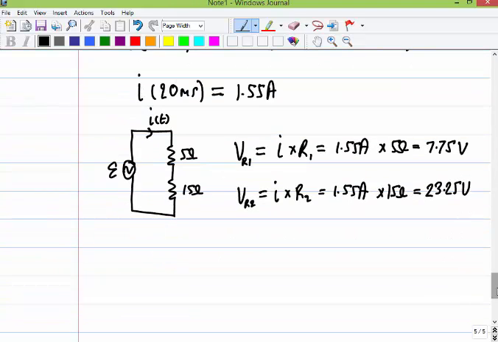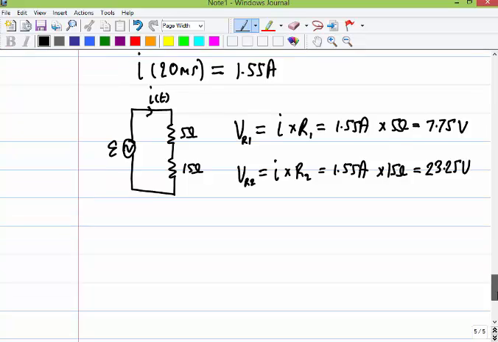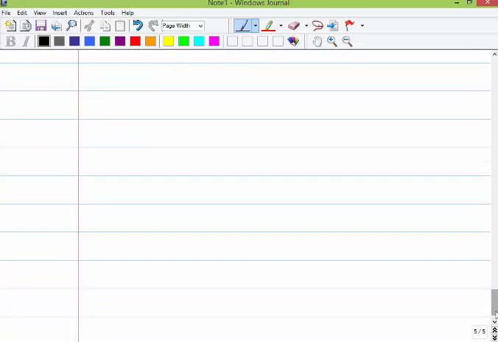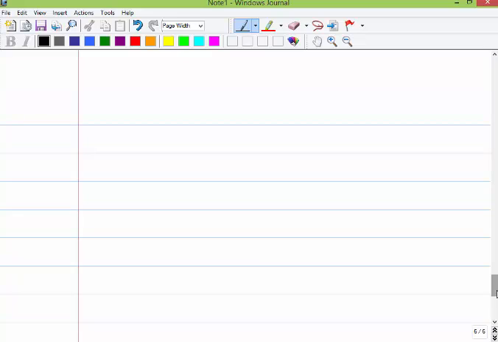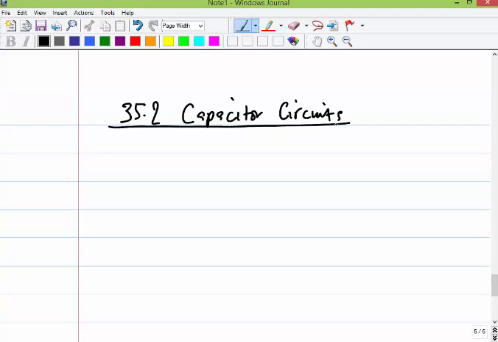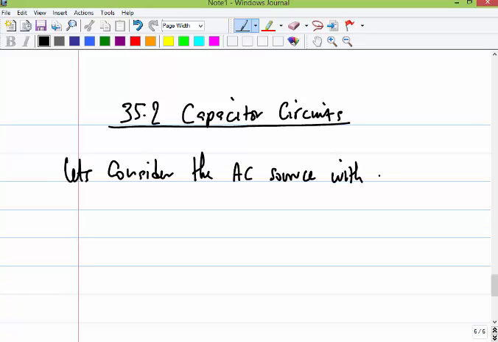Okay, so that is how you use this kind of AC circuit to do a calculation. Questions on this? Okay, so let's go to the next section, which is 35.2. I'll put it on a new, different page. So 35.2 is capacitor circuits. The only thing we're going to do now is to introduce a capacitor into the circuit. So let's consider an AC source with a capacitor of capacitance C.